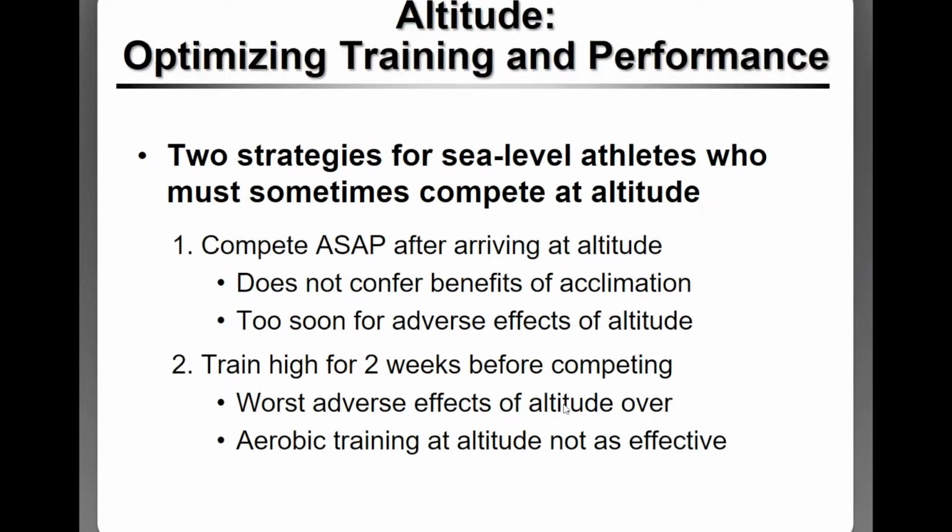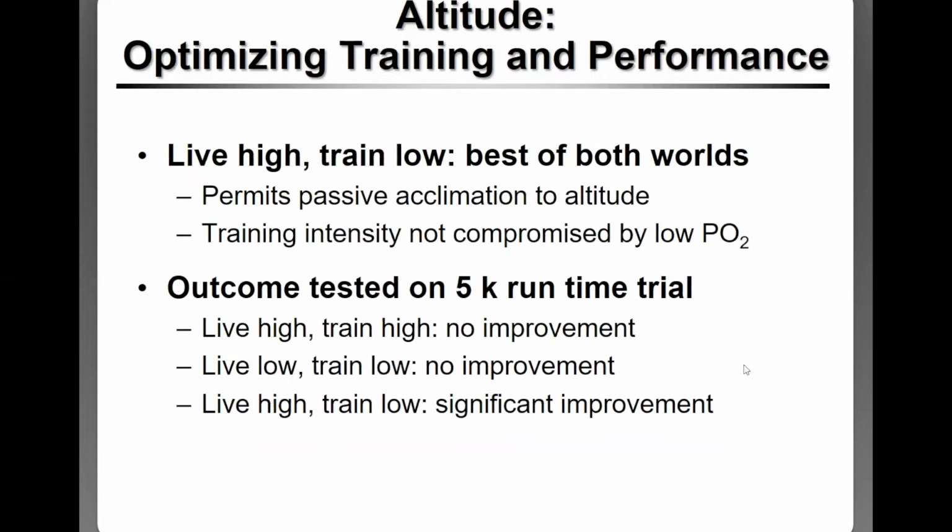So aerobic training at altitude is not going to be as effective because the subject will not be able to push themselves to the same extent at altitude versus sea level. So if you live high and train low, you'll get the best of both worlds, meaning you can train at sea level at maximal exertion, but at night, maybe sleep in an artificial chamber that provides hypoxic conditions. So you would reap the benefits of low oxygen partial pressures in the air.